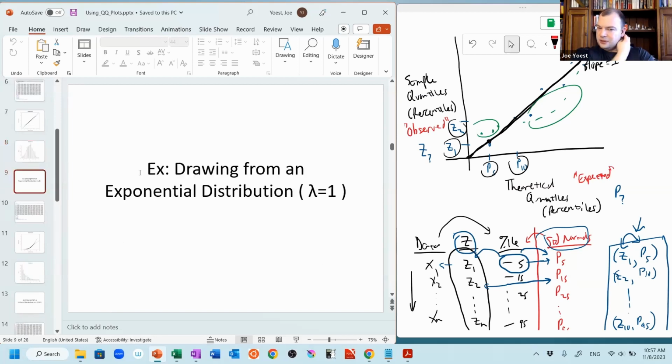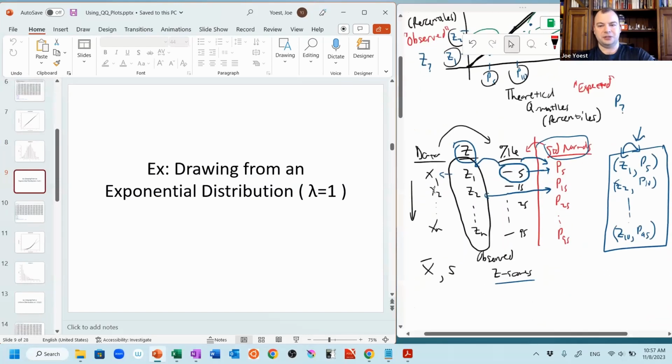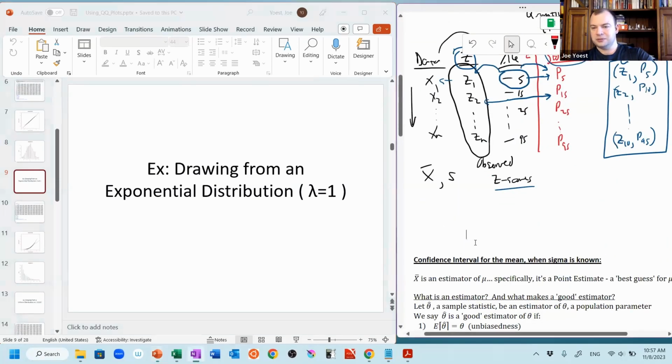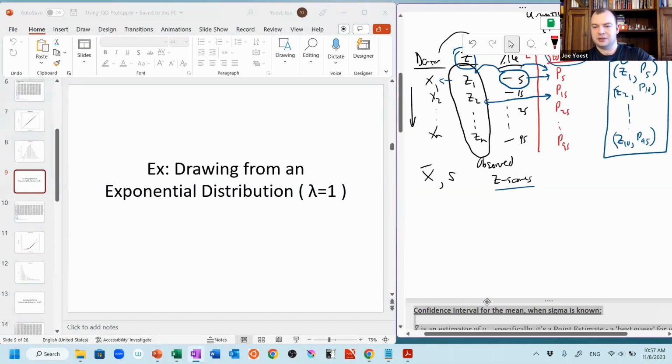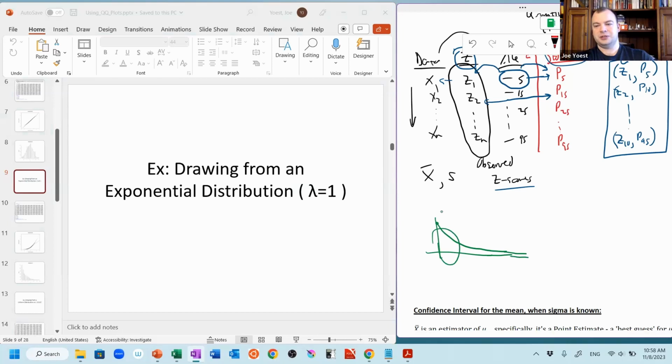So what does a bad one look like? Well, let's look at drawing from an exponential distribution. An exponential distribution is very not normal, in some sense of the term. An exponential distribution looks like this. It's only defined for positive values. It's extremely right skewed. The meat of the distribution is here, but it has this infinitely long tail to the right, so it's very right skewed.